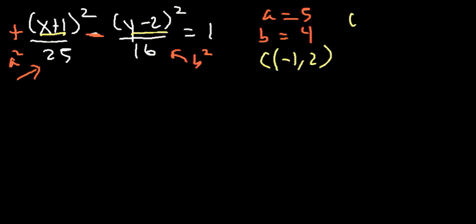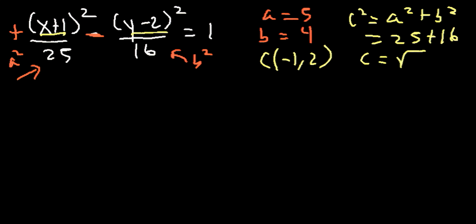To find the foci, c² is equal to a² plus b². So a² is 25, b² is 16. So that's 41, so c is the square root of 41.